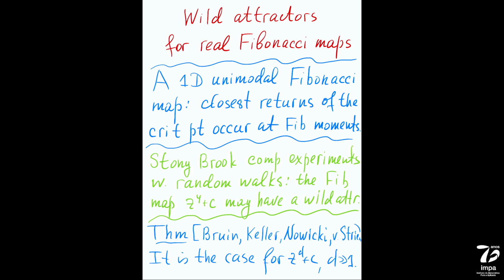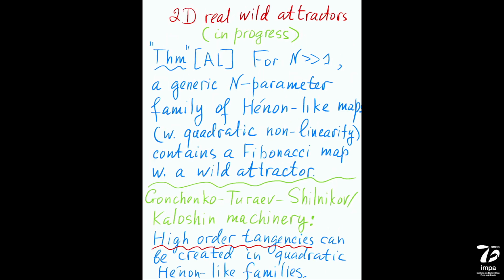So, of course, it is very natural to try to perturb this situation as well, and to construct such an example in the real quadratic family. But there are several issues here. One of the issues, you see, is that you should go to high degrees, and the Henon family is a kind of quadratic Henon family, but there is some machinery developed by Gonchenko, Turaev, Shilnikov, and Kaloshin. And actually it was Vadim who drew my attention to this phenomenon, which prompted this whole project.